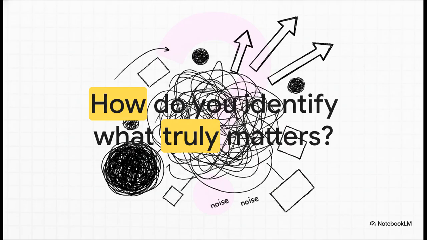So, that brings up a huge question for us, right? If you're designing or managing software, how do you identify what truly matters in your system? How do you separate the absolute essential foundation from all the extra noise? Well, that is exactly what finding your architecturally significant requirements is all about.